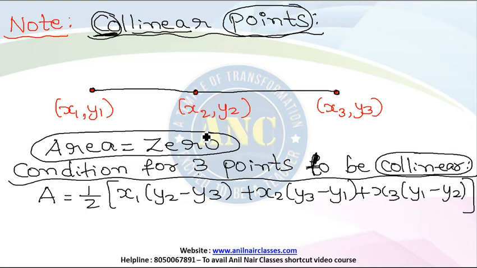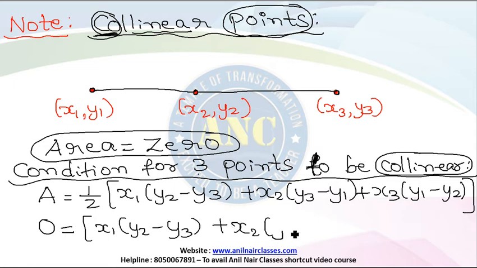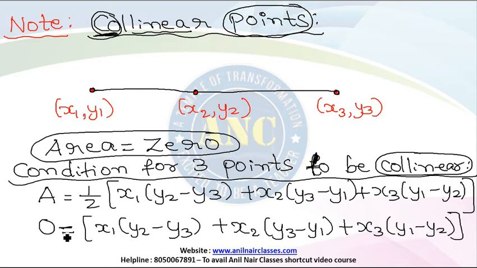That means if the 3 points are collinear, area is 0. If this half is cross multiplied with the left hand side 0, that also will become 0 into half, 0. That means, a very, very important point: the condition for 3 points to be collinear is x1 into (y2 minus y3) plus x2 into (y3 minus y1) plus x3 into (y1 minus y2) should be equal to 0.